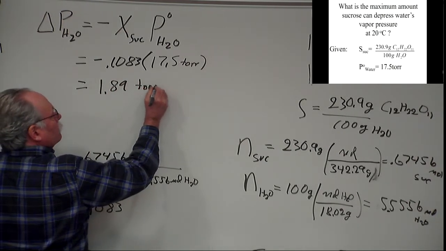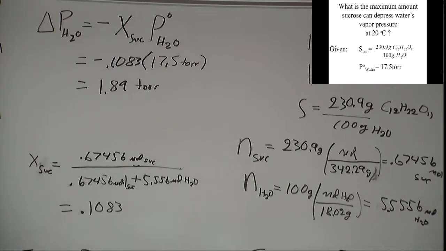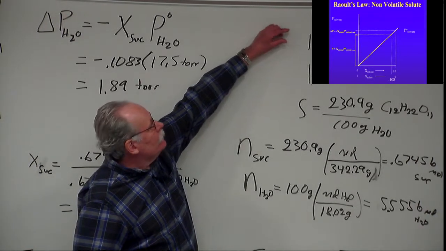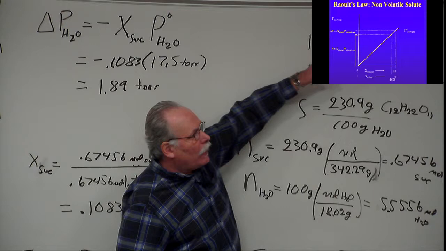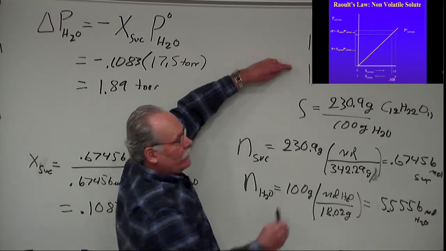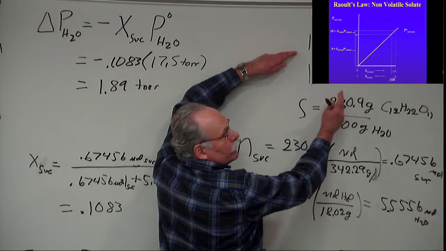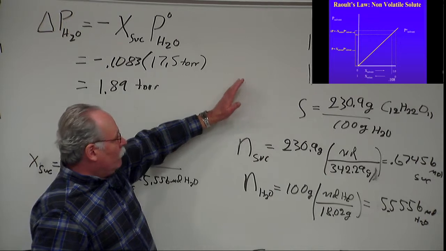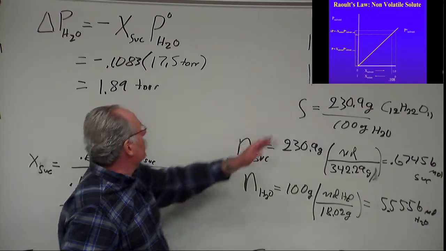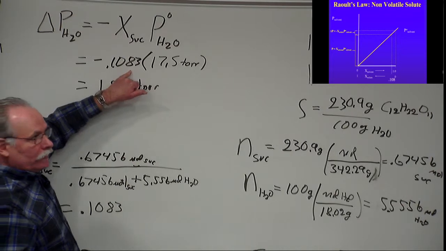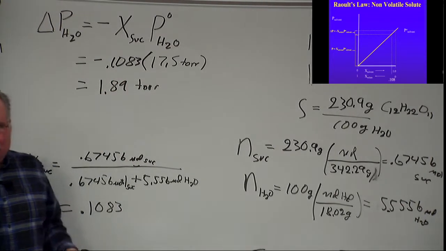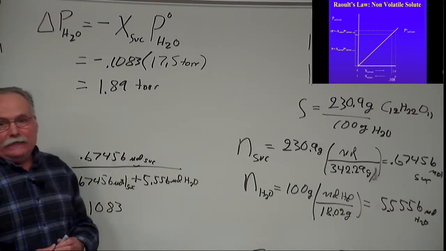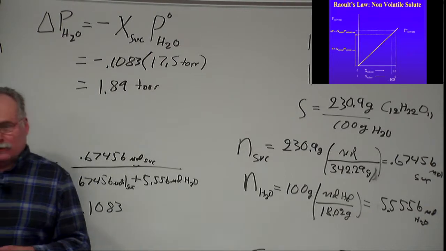And so this is equal to 1.89 torr. So if we look at the Raoult's law line, that small part right there is the maximum depression, and this whole part of the line from there to there cannot exist, okay? You can only go in the range of the mole fraction of sucrose from 0, the pure water, to a value of 0.1083. At that point, you have a saturated solution. And so this is the maximum amount the vapor pressure can be depressed by adding sucrose to water.